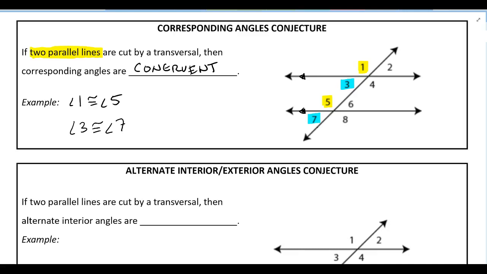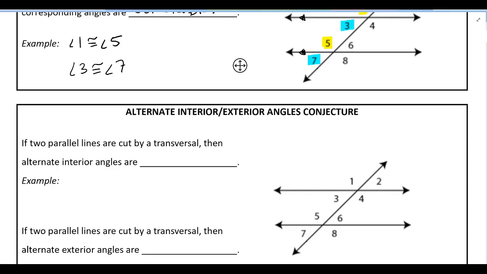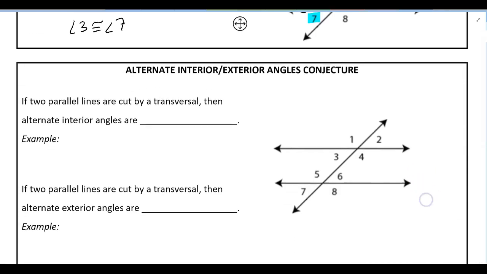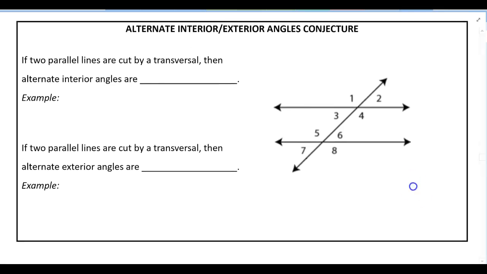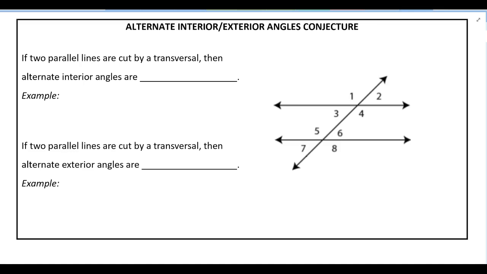Welcome back. In this video we are going to continue exploring the special angle relationships when we have two parallel lines cut by a transversal. So let's take a look at alternate interior and alternate exterior angles. So again, notice we have two parallel lines. That's one of the most important concepts we need to make sure we know for this unit.